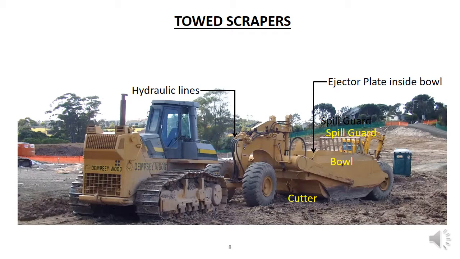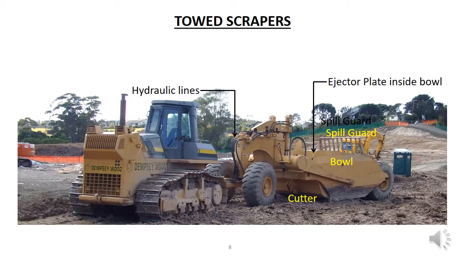In addition to towing the scraper, the bulldozer also provides hydraulic pressure to lift and lower the scraper bowl and move the ejector plate. You can see the black hydraulic hoses on the front of the scraper that connect to the bulldozer's hydraulic system. Towed scrapers are slower than powered scrapers as the bulldozer runs on tracks. However, the tracks mean that the towed scraper has more traction and is better suited to cutting heavy or wet soils. In these soils, the powered scraper with its wheels would not have the traction to load the bowl.